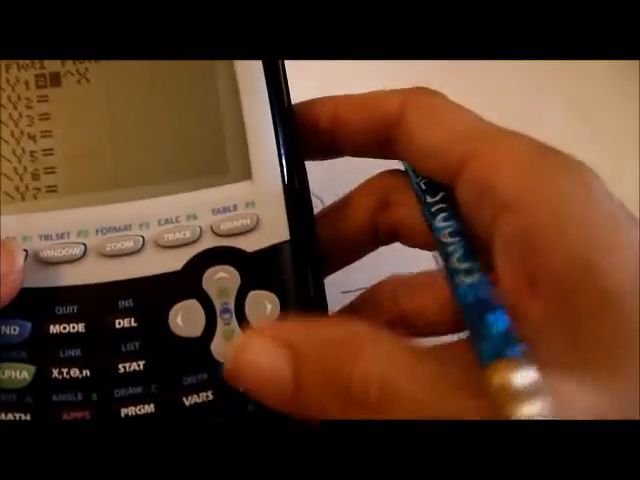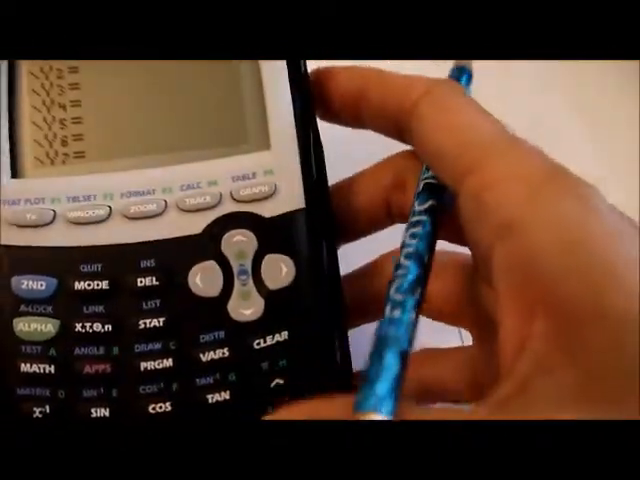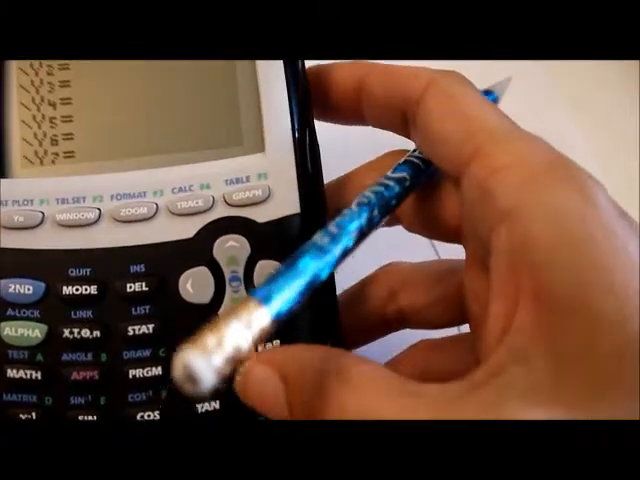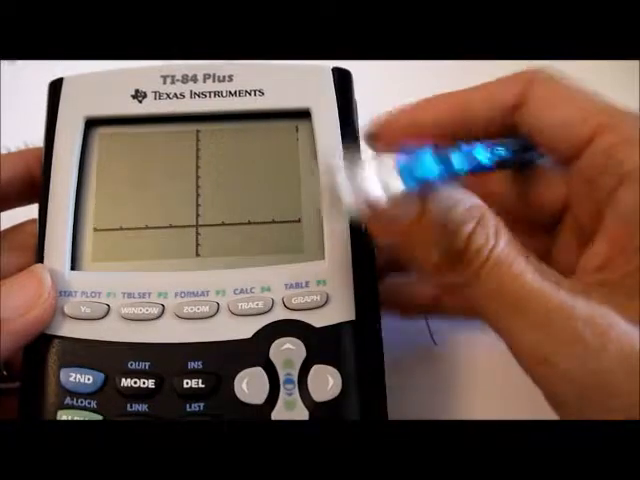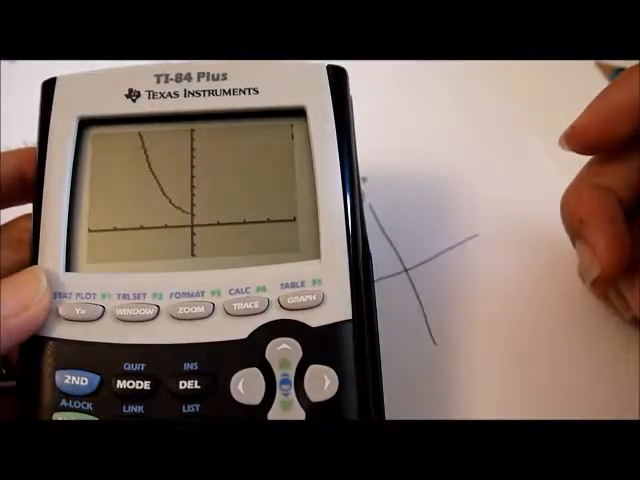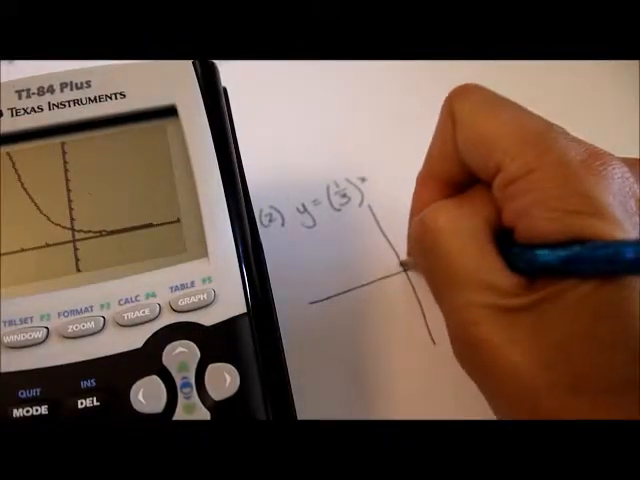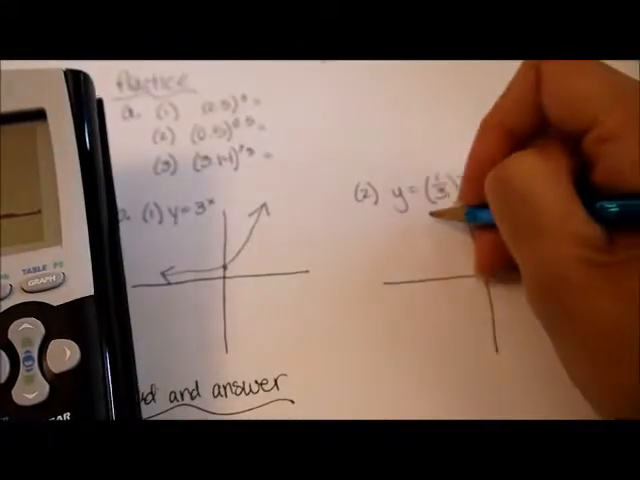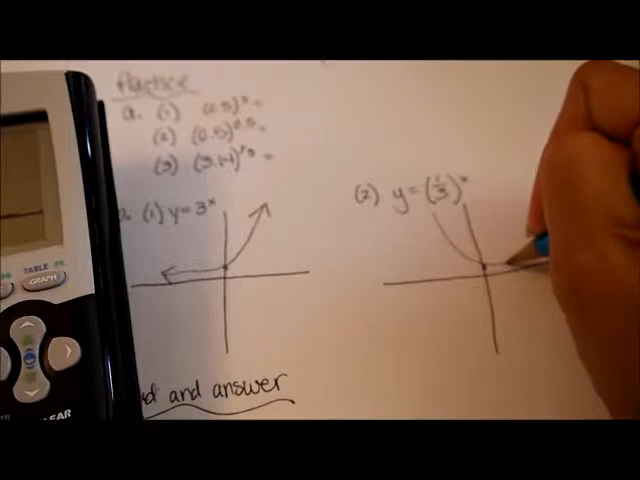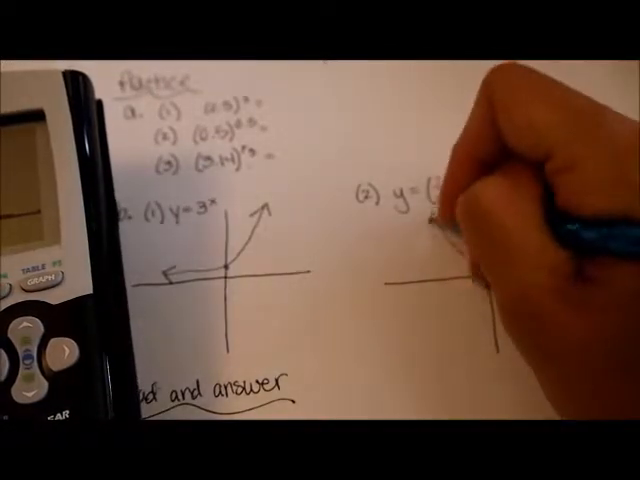1/3 to the x. I'm going to clear this out. 1/3 to the x, and go to the graph. Okay, and that one comes down. So they're almost identical. Well, they are the identical graph, just reflected, flipped over the y-axis.